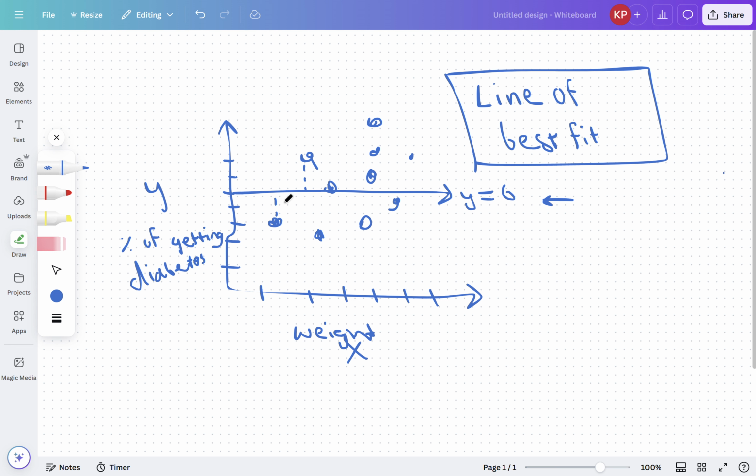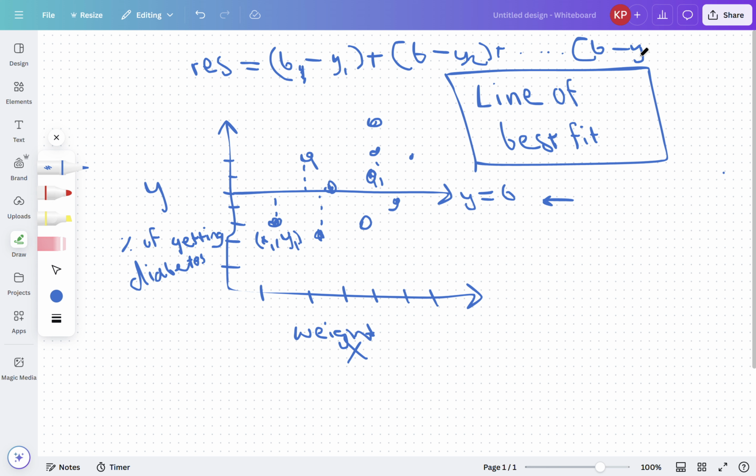So let's just calculate the residuals real quick. Just draw lines. The residual would equal b, whatever the value of b is, minus y1, at x1, y1. Then we sum that with b minus y2, the y value of the second point, and then we keep going until we reach the nth term, yn.